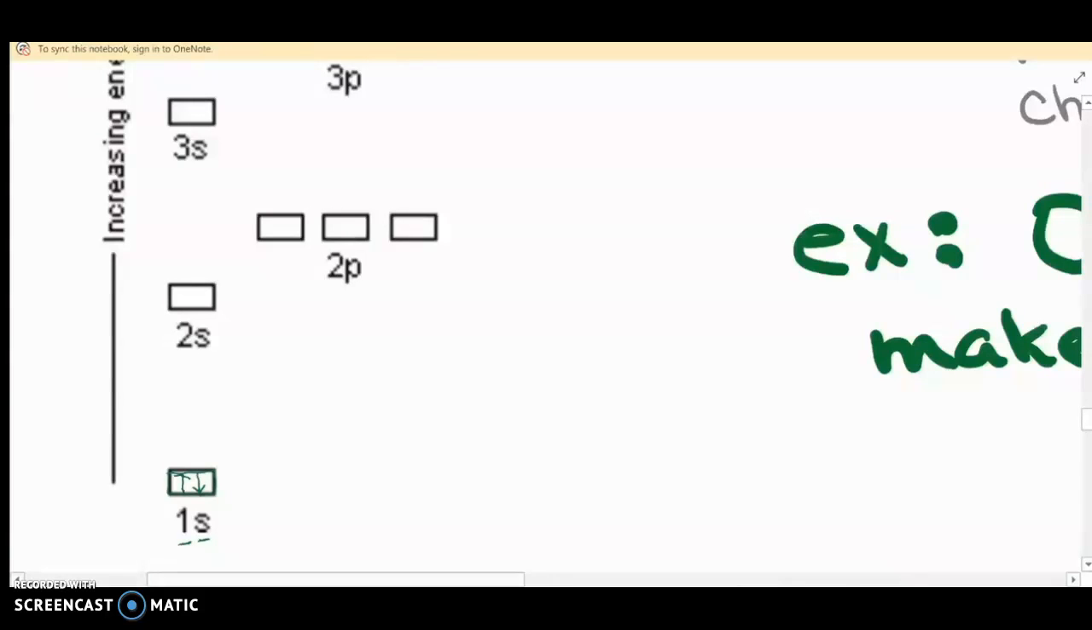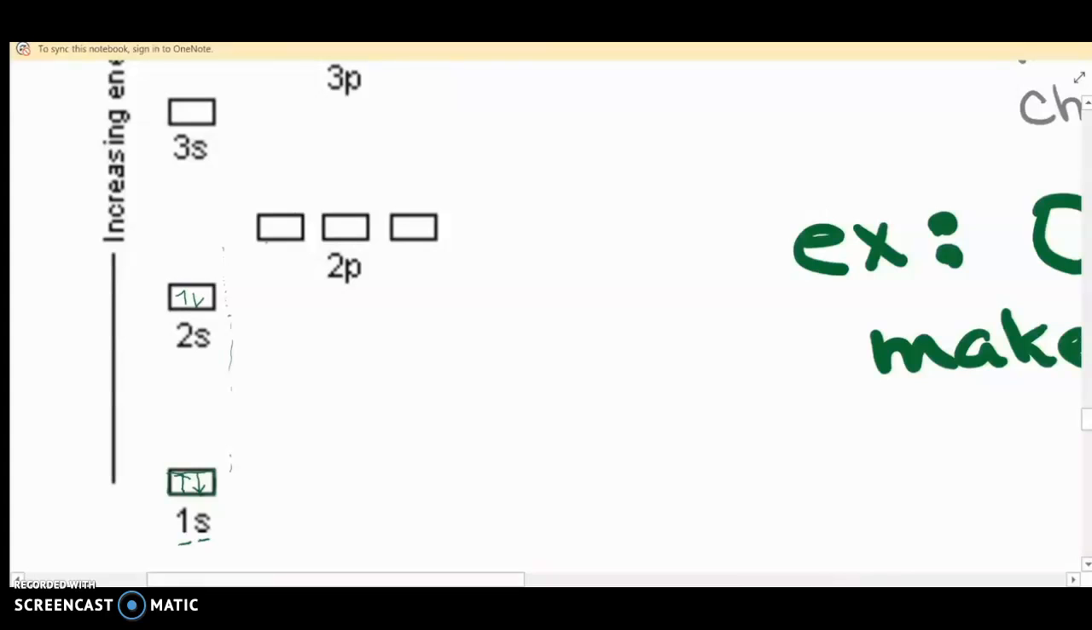But I'm supposed to put 8 in there, and I've only put 2, so I need to keep going. So I'm going to move up, and when I get to the next box, I've hit the second energy level, the S sublevel, and I'm going to put 2 electrons in there. And I've accounted for 4 of my 8. But that orbital is now full, so I need to go up till I find the next box.